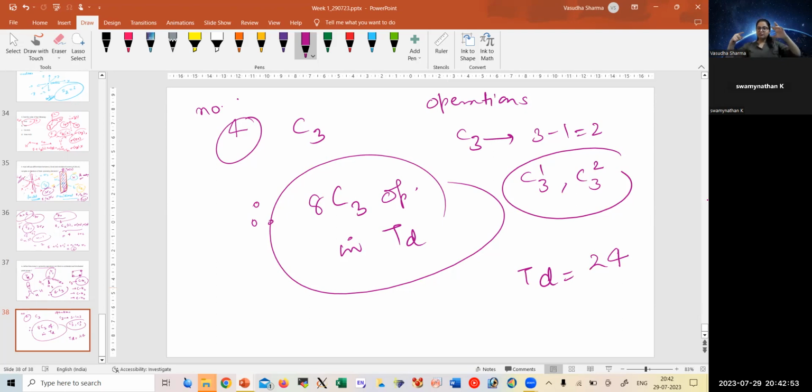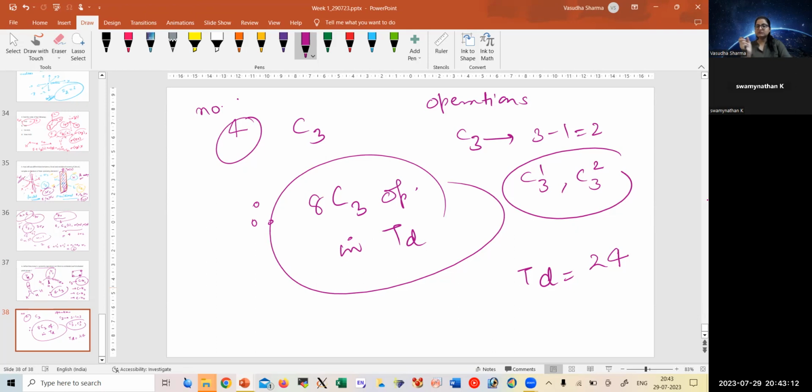So along the 4 bonds, we get 4 C3s. Each C3 will give you 2 rotations, C3¹ and C3², and that's why the total number of operations becomes 8 C3. So this is very important. These kinds of questions do appear, and we don't realize how that 4 C3 is going to be 8 C3.